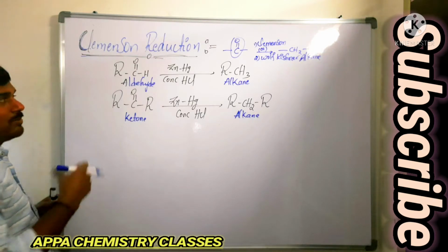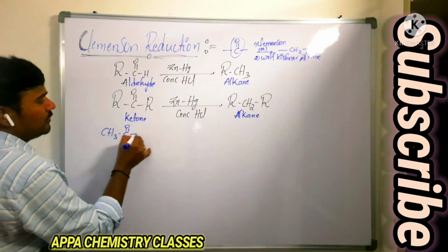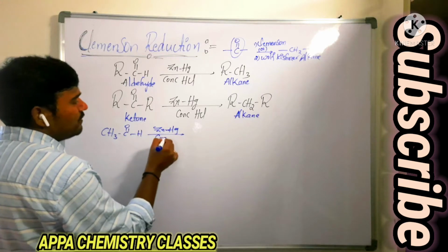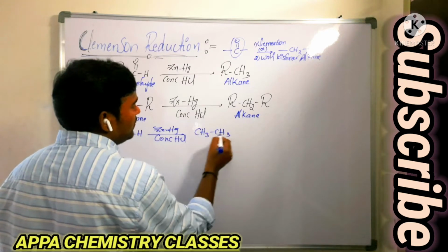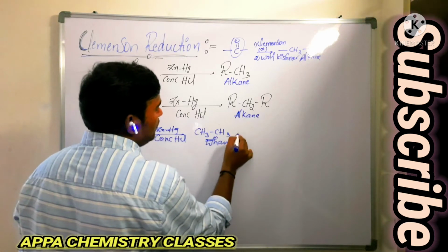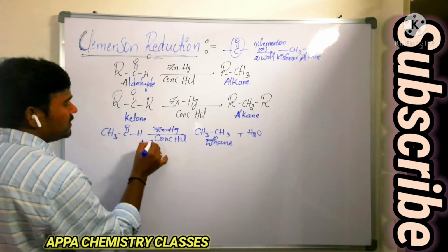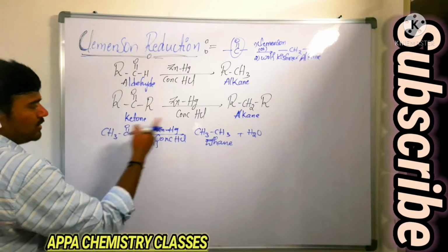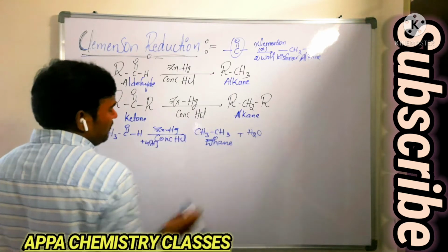Now you see the actual mechanism of what happens. We'll take one example for an aldehyde, a simple example, acetaldehyde. Acetaldehyde on reaction with zinc amalgam in the presence of concentrated HCl gives ethane, CH3CH3, plus water. Here 4 moles of nascent hydrogen are added. 2 are in place of the carbonyl oxygen, which is replaced by these 2 hydrogens, and 2 more hydrogens are removed in the form of water.